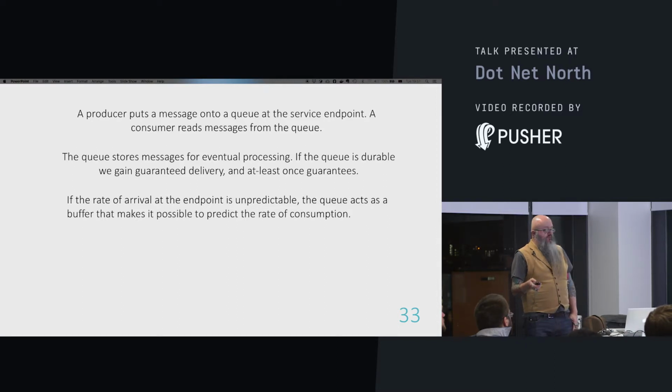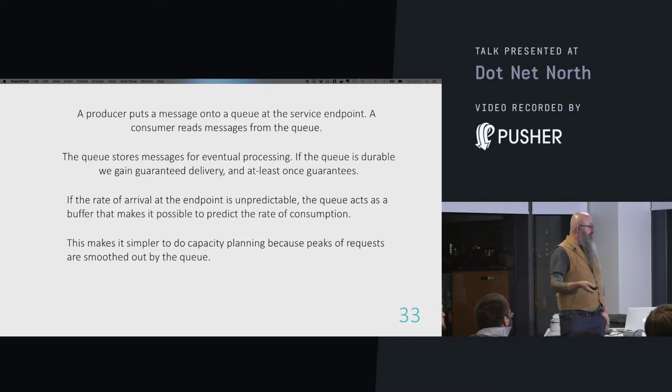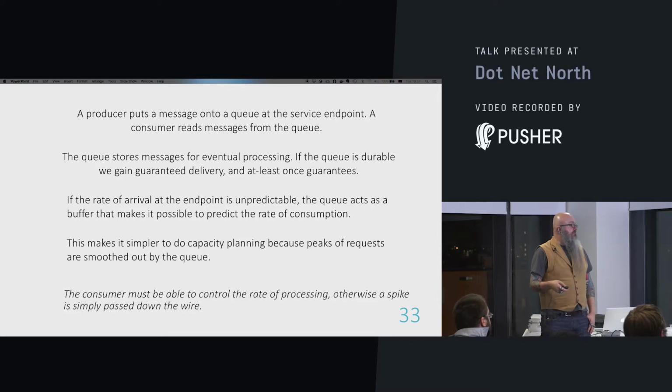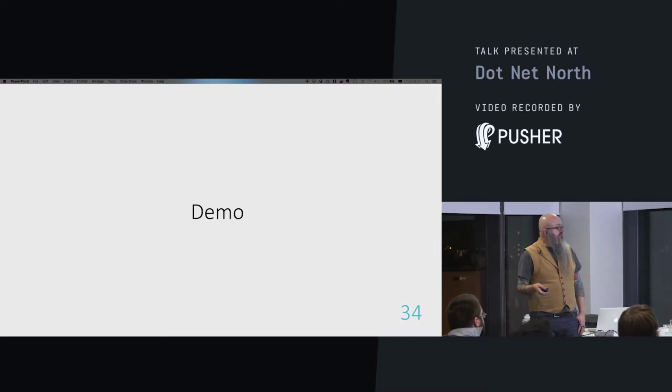So the queue is a buffer that allows you to split the rate of consumption, which makes it easy to do capacity planning, right? Yeah, and you have to control the rate of processing of those spikes down the wire, right? Okay, I will show you how a queue works.